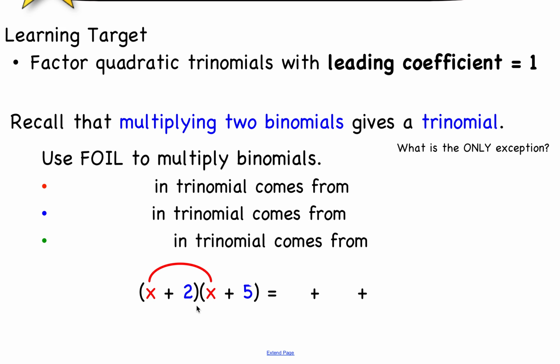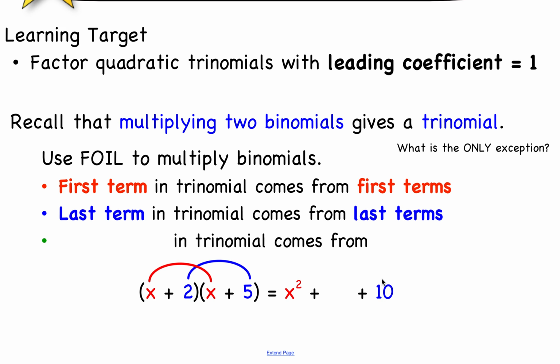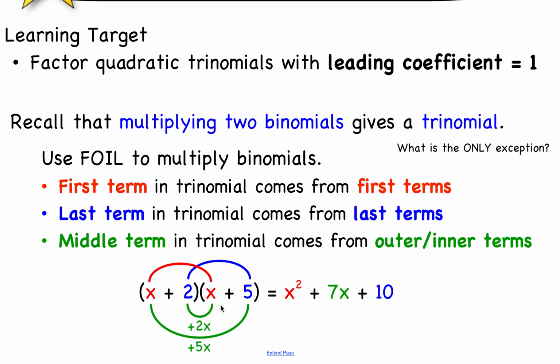So here I have two binomials, and I want you to think about the first term in our trinomial comes from multiplying the first terms in the binomial. Then the last term in the trinomial comes from multiplying the two last terms in the binomial. And then our middle term comes from the outer and inner terms in our binomials. So that's where the trinomial comes from. Remember, it's the first, outer, inner, last.